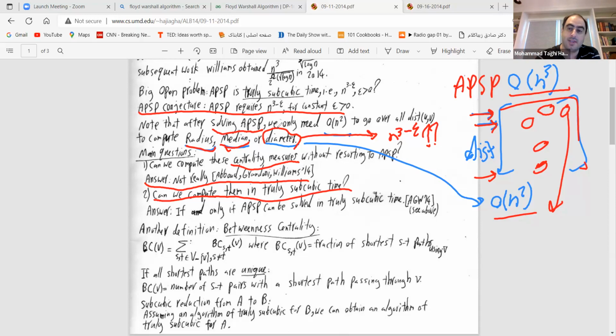For diameter, of course, if all pairs shortest path is given to us, then we can compute it in quadratic time, with total cubic time. But can we do anything better? That's the main open problem.